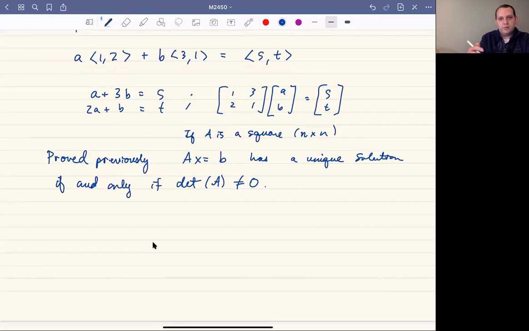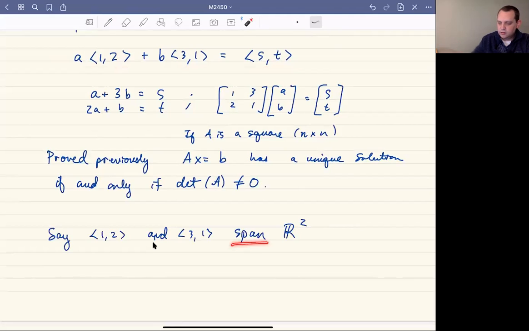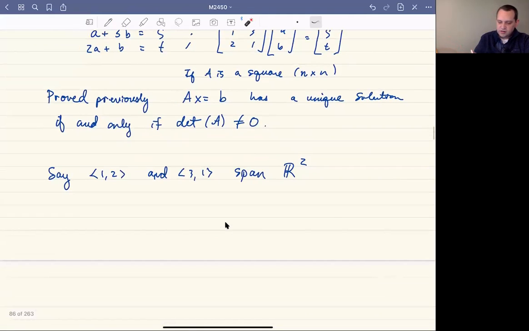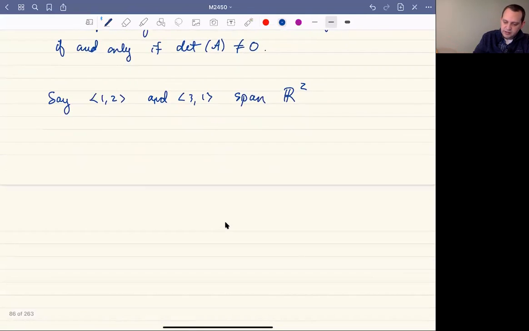And so the way that we say this now is that the vectors (1, 2) and (3, 1) span the plane. Span is the key word. The span of a set of vectors refers to the set of linear combinations that we can obtain from those vectors. So let's formally define that.